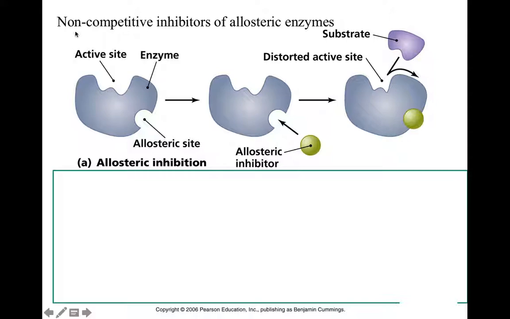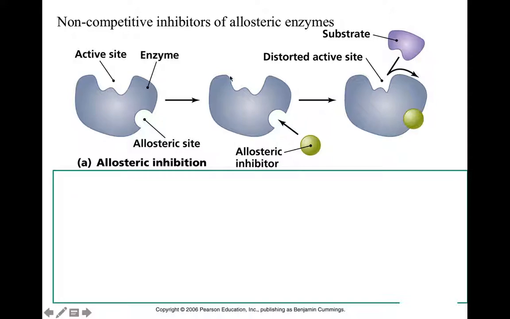So you guys, this last little bit is on non-competitive inhibitors, and if we're talking about non-competitive inhibitors, we're talking about allosteric enzymes. So these are special enzymes. They have two binding sites, an active site for substrate, and then a second binding site that we're going to call the allosteric site, and this is where the non-competitive inhibitor will bind.